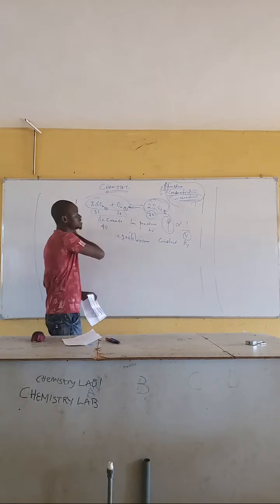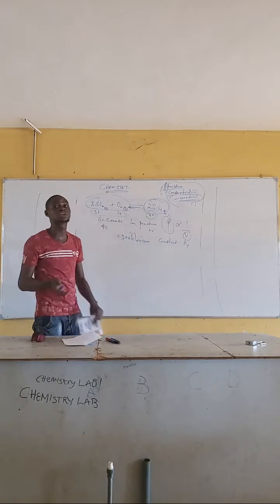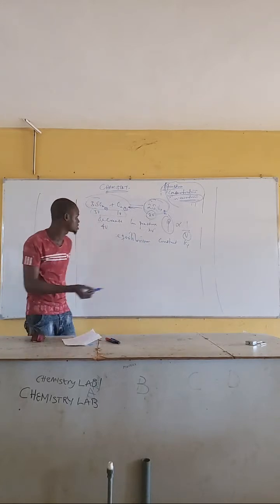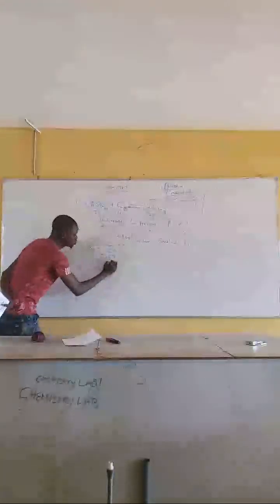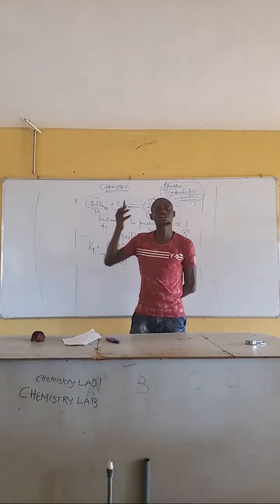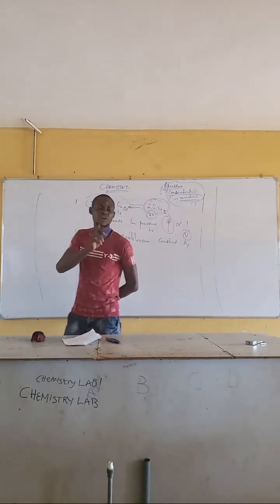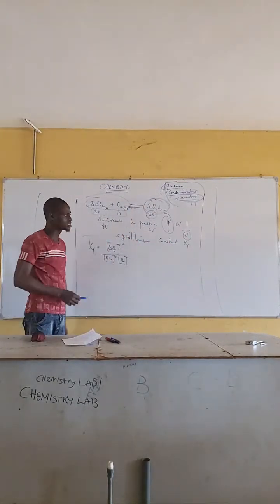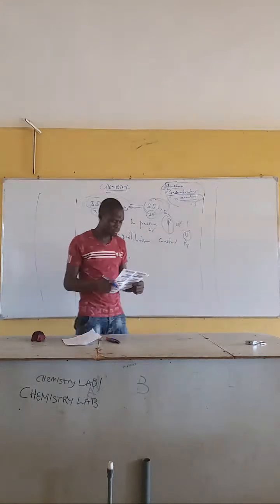So if you decrease the pressure, or if you increase the pressure, the equilibrium constant will remain the same. Why? Because Kp is SO2 raised to power 3 over O2 raised to power. Either you increase the pressure or you decrease the pressure, the equilibrium constant will remain the same. This does not have any effect on Kp, the equilibrium constant. That is the second question that we are jumping today.